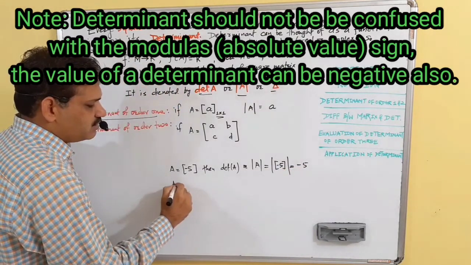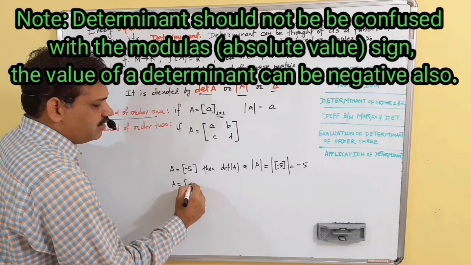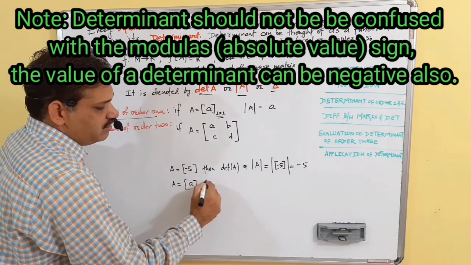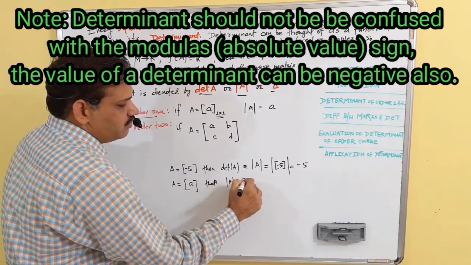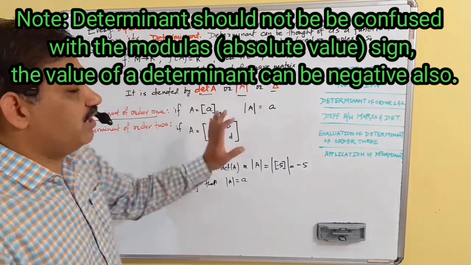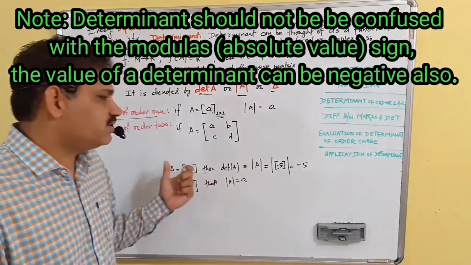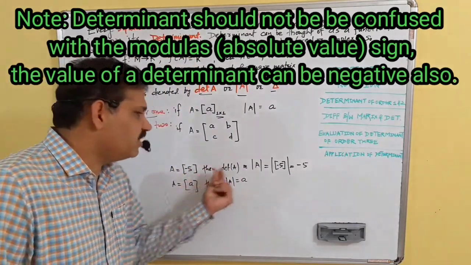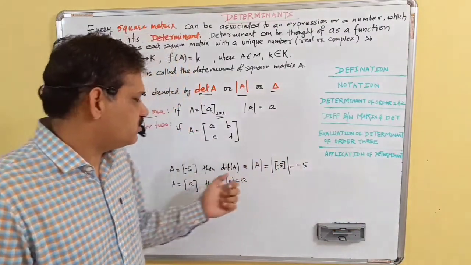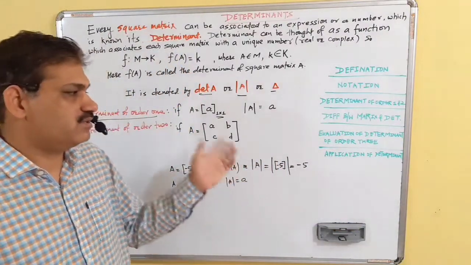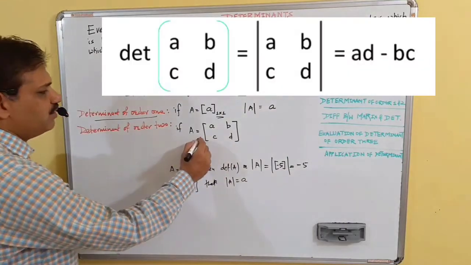Suppose I have a matrix A which has an element a, then obviously determinant of A is equal to a. So for a 1 by 1 matrix, this matrix can be associated to the element itself, to this number, to this expression. This is known as the determinant of this matrix. Let's talk about a 2 by 2 matrix.